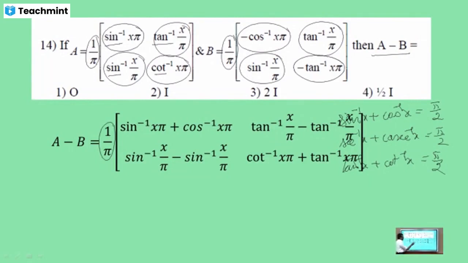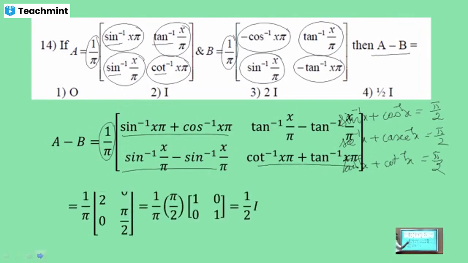Already we have discussed that this is a property based value. Here you are getting 0, here you are getting 0, here you are getting a property based value, so that in the next step we will get the solution as 1 by pi into sin inverse x plus cos inverse x is pi by 2, so that this is also pi by 2, 0, 0, pi by 2, of which I can remove the pi by 2 as common. If any scalar multiple is there, we can take it outside.